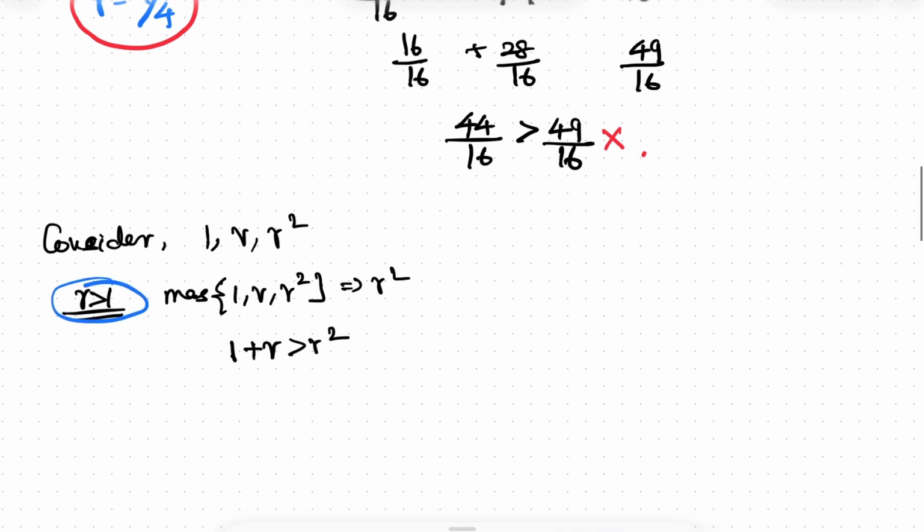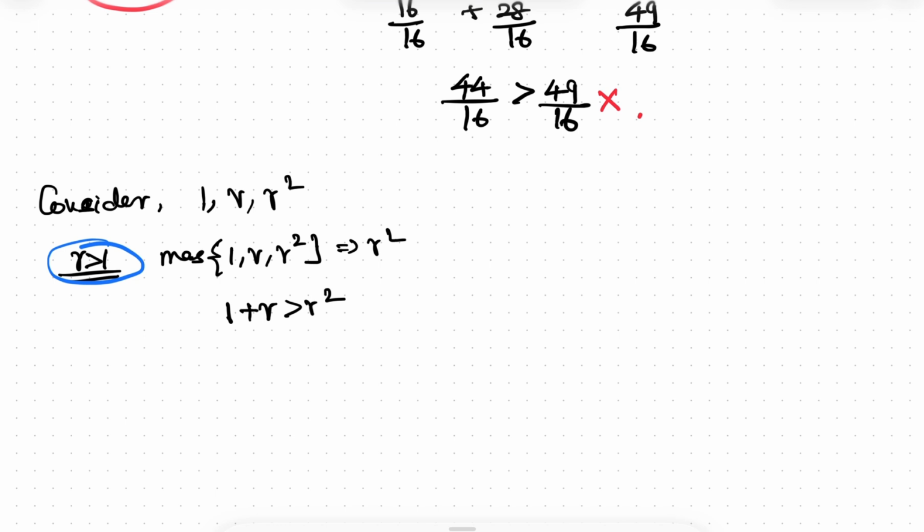So let's get started with the problem. What I'm going to do is subtract minus 1 on both sides and then subtract r on both sides. So I'll be getting 0 greater than r square minus r minus 1. Now what I'm going to do is flip the inequality.